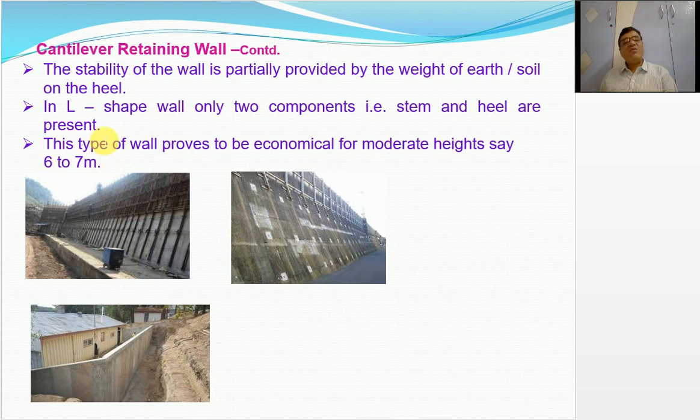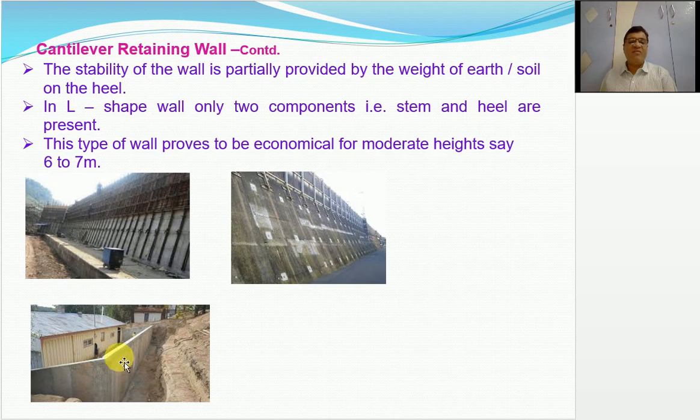In this one more point you have to remember: the stability of the wall is partially provided by the weight of the soil retained by the heel slab, and partially by the weight of the retaining wall. This type of wall proves to be economical for moderate heights, say 6 to 7 meter. So this is the slant portion of the retaining wall.